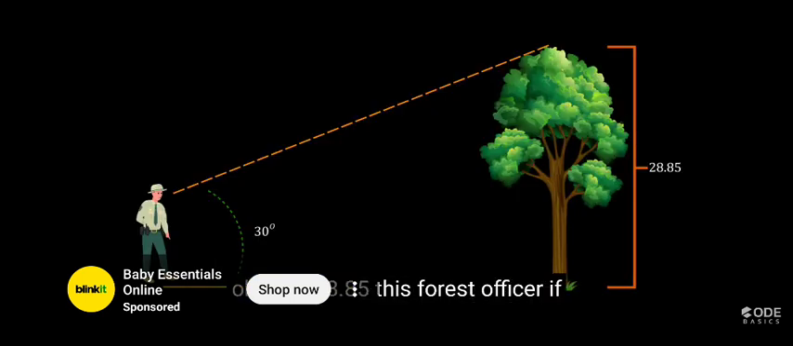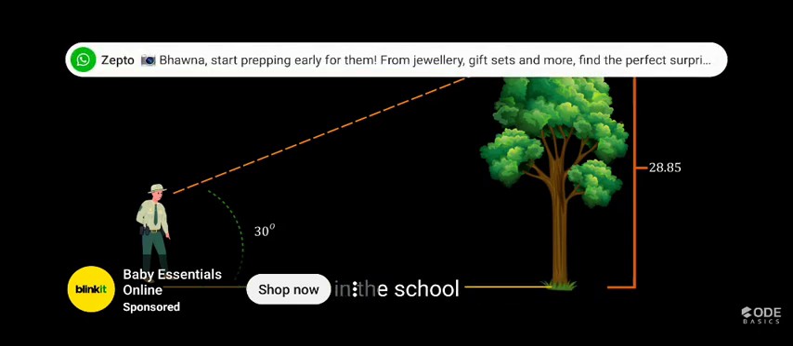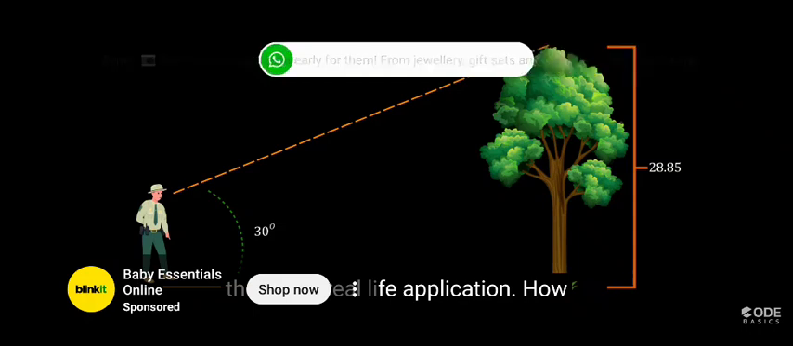Okay, so 28.85. This forest officer, if he or she studied math properly during the school or high school days, they will be able to figure this out and they will save a lot of effort of measuring height of the tree. You can realize now that tan theta cos theta, these are not just the concept you study in the school, they have real life application.